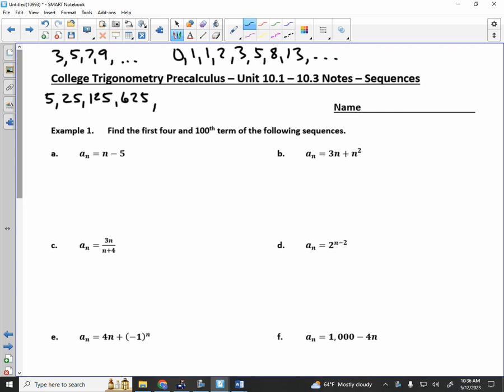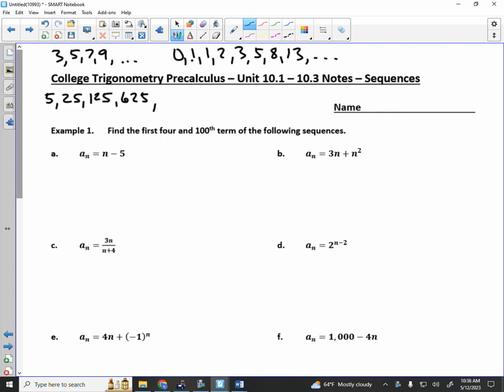So that's an example sequence. How about this one? 0, 1, 1, 2, 3, 5, 8, 13. What would be the next term there? You tell us. That would be 21. Why? Because 8 plus 13.